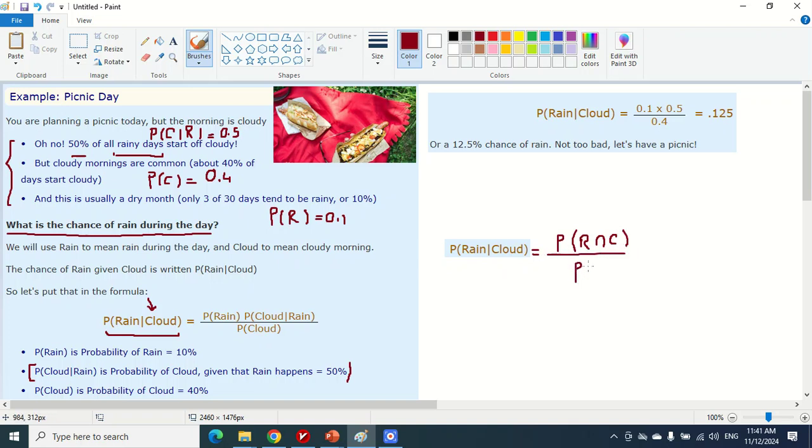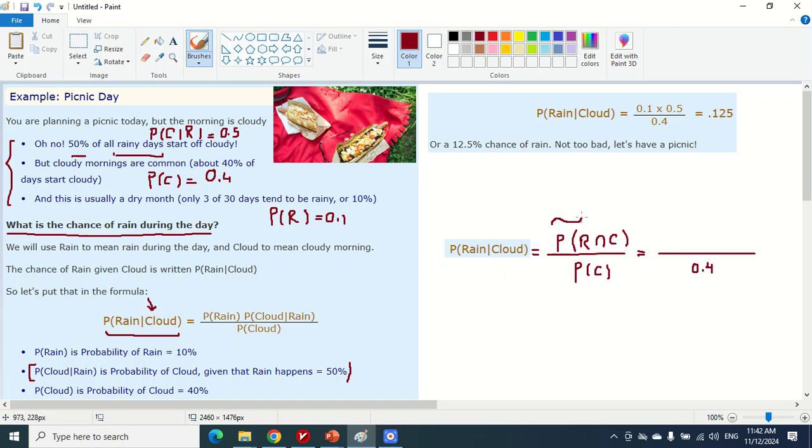We know the probability of being cloudy. It's given in the question. You don't need to calculate it by the total probability. This probability of being cloudy is given by the second statement over here, the day is cloudy, and it's equal to 0.4. So I substitute 0.4 for the probability of being cloudy.